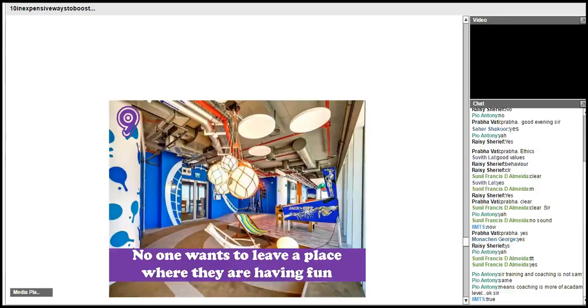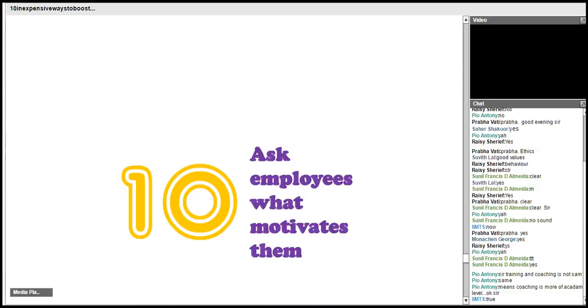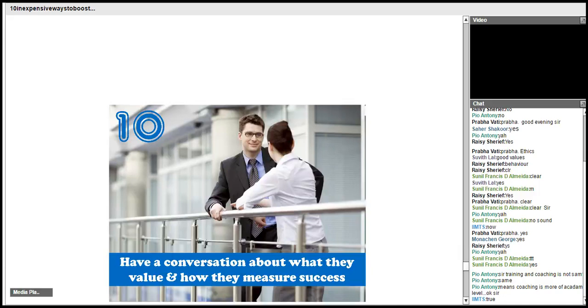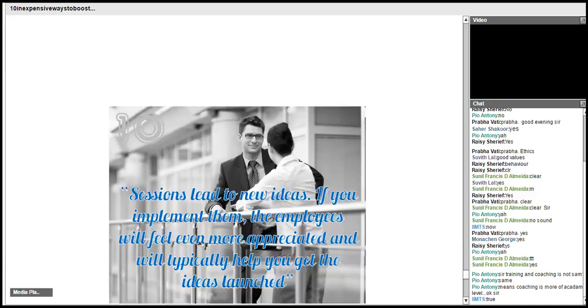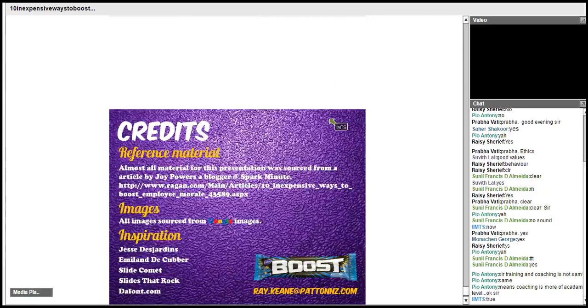9, make the office fun. No one wants to leave a place where they are having fun. For little to no cost, employers can implement programs that make their employees smile. 10, ask employees what motivates them. Have a conversation about what they value and how they measure success. Sessions lead to new ideas. If you implement them, the employees will feel even more appreciated and will typically help you get the ideas launched. That is all on morale building.